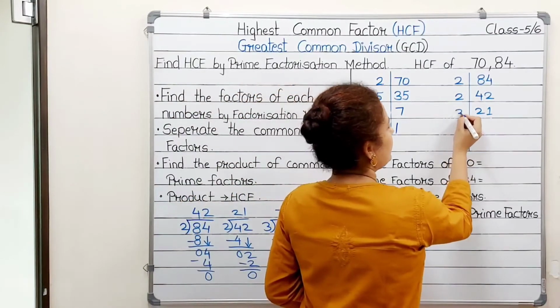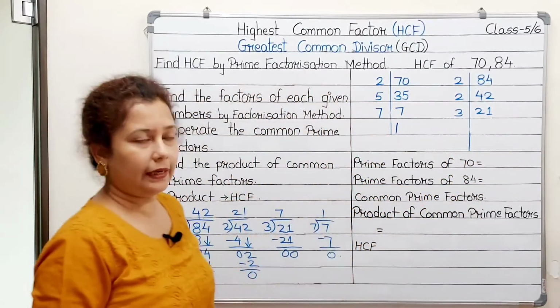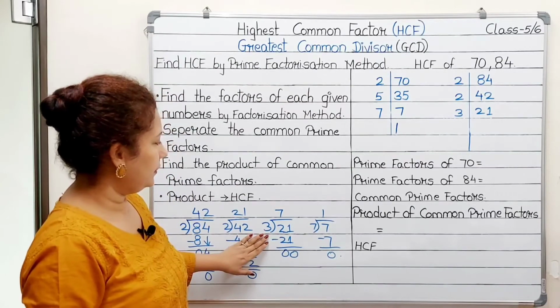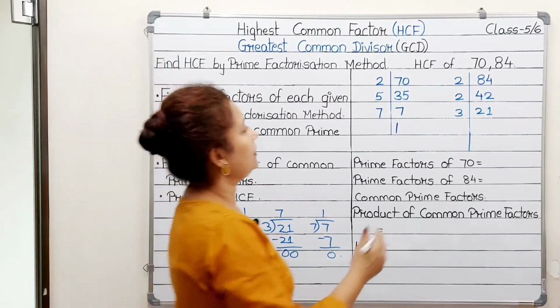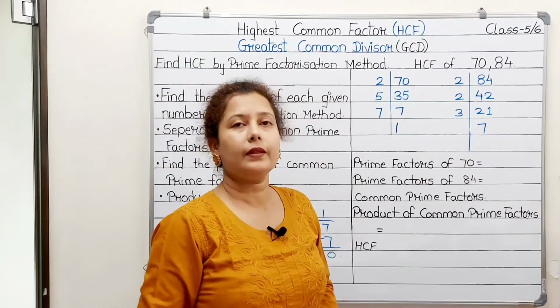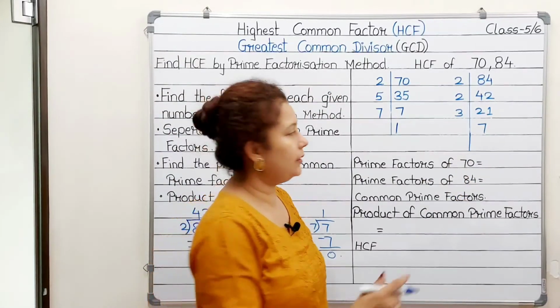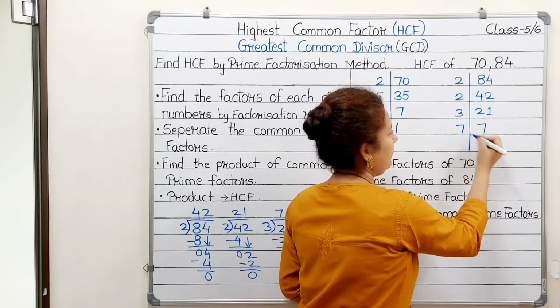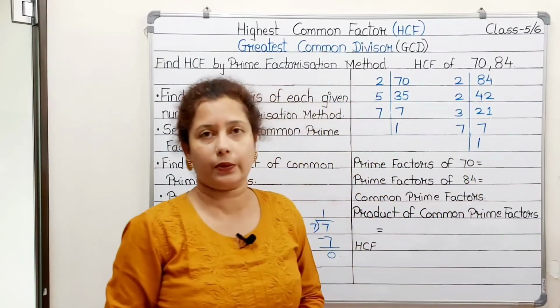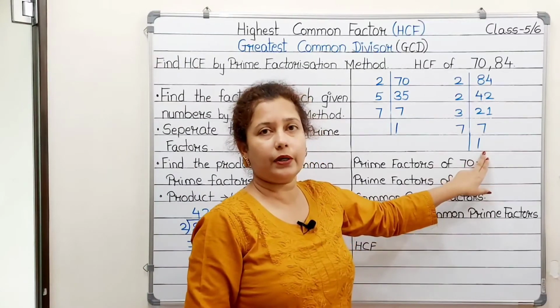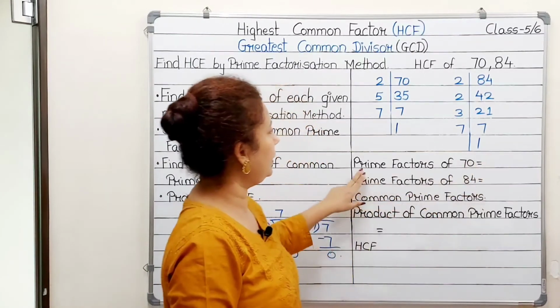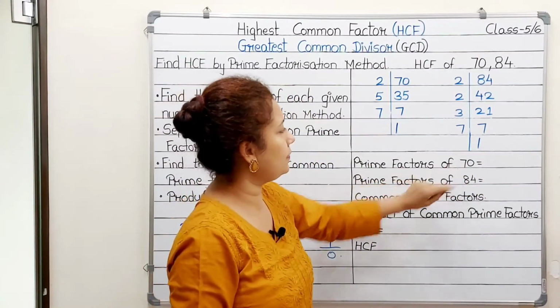So here 21 is divisible by 3. 3 into 7 is 21. So we will get 7 as the quotient. 7 is a prime number. So again we will divide it by 7 and we will get 1 as the quotient. So here we will stop the process as we got 1 as the quotient. Now here we will write the prime factors of 70.